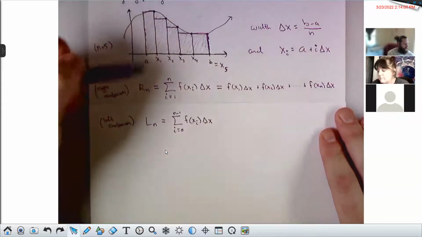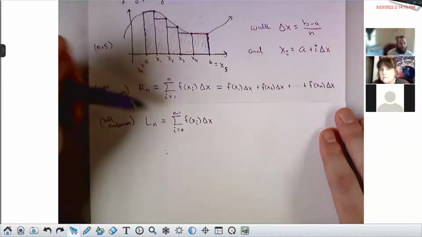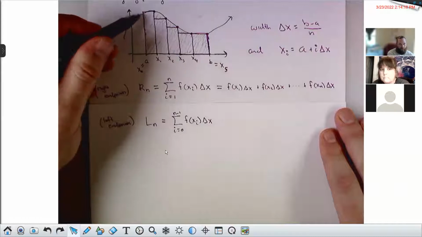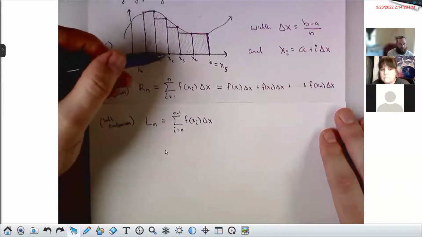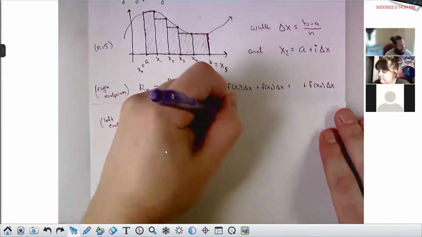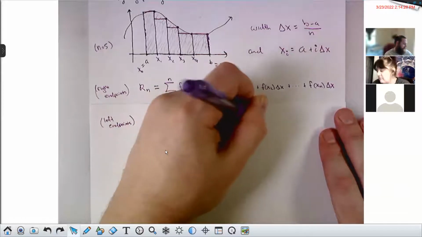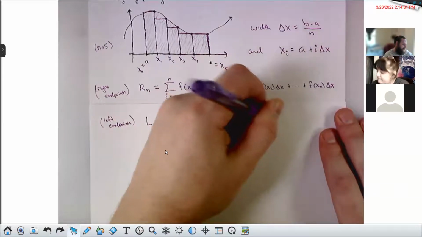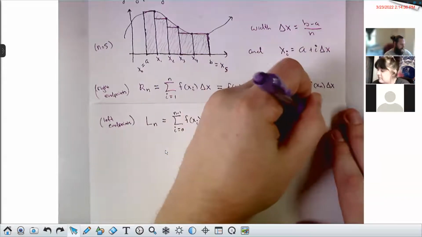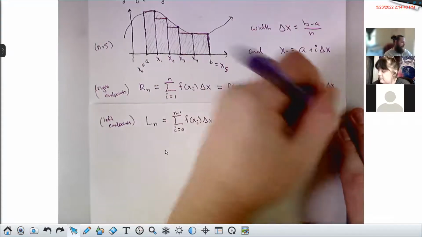So the only thing that would change between using right endpoints and left endpoints is the height. And what this says is that your first height should come from f of x0, aka f of a. Your second height would come from f of x1, and so on. And that sigma notation is just shorthand for f of x0 delta x plus f of x1 delta x out to f of x sub n minus 1 delta x.